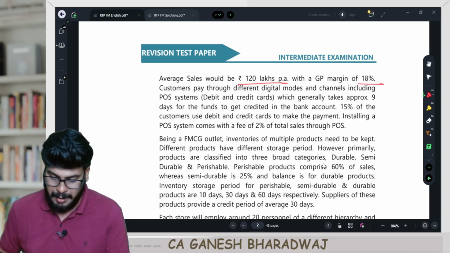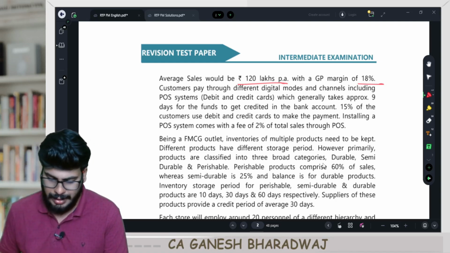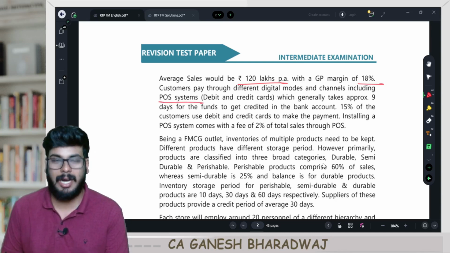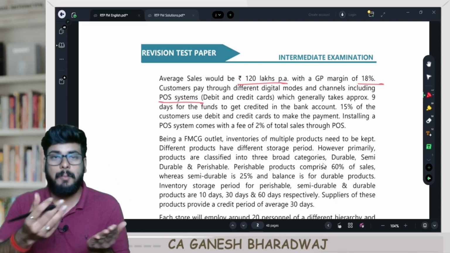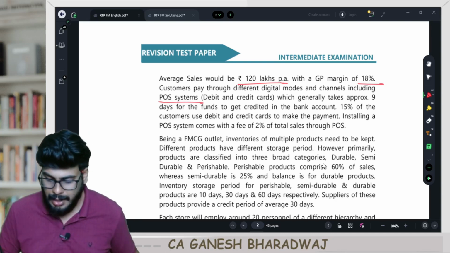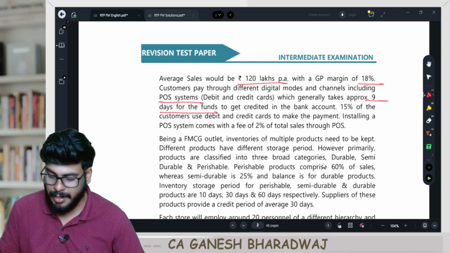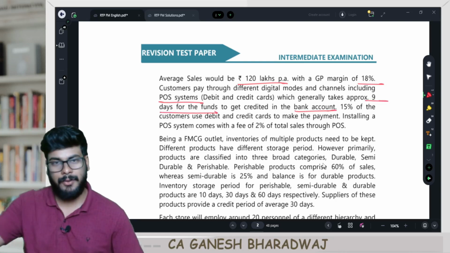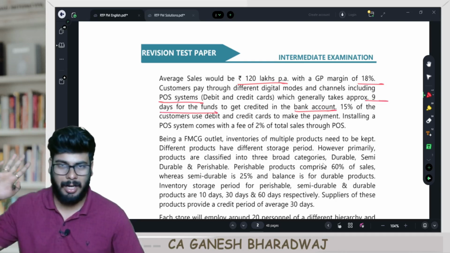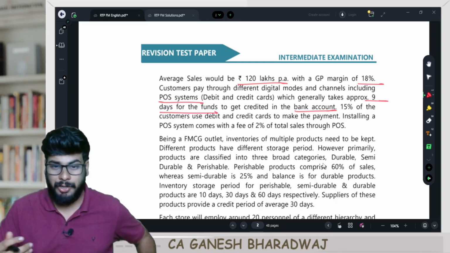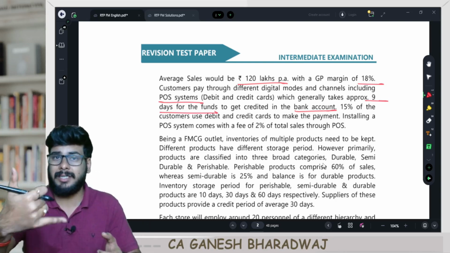Next, customers pay through different digital modes and channels, including POS systems, that is debit card and credit card. That machine will be there, the point of sale system, right? In that, they're saying it generally takes approximately 9 days for the funds to get credited in the bank account, right? If you go to a Big Bazaar or D-Mart, what you have is GPay and all that, which instantly gets credited to their account.